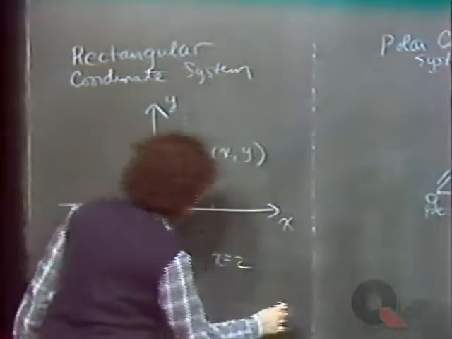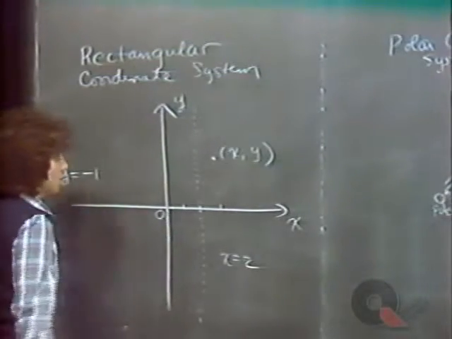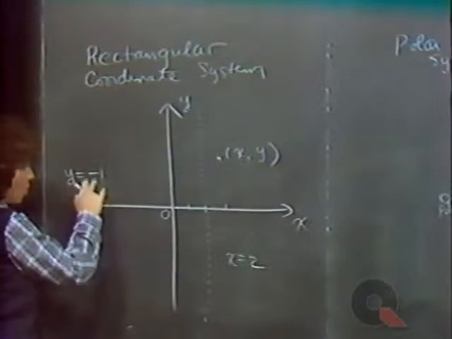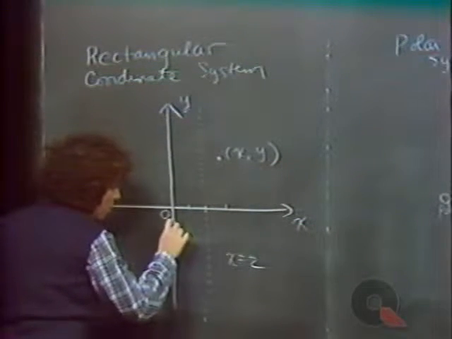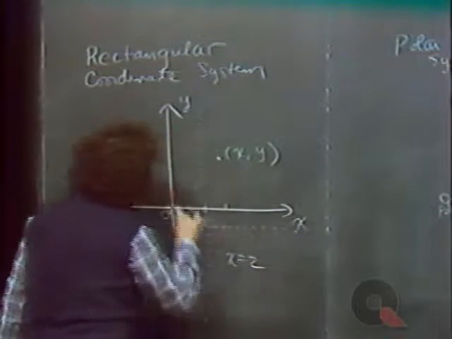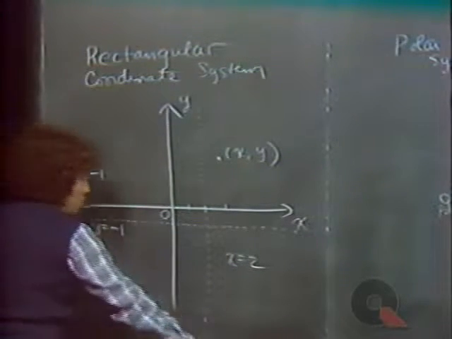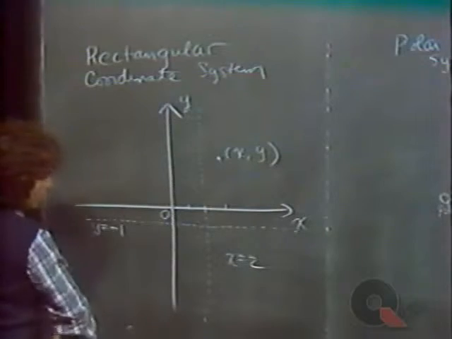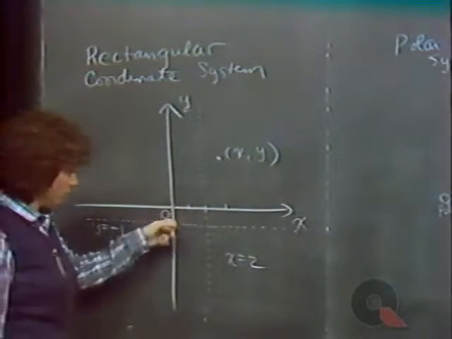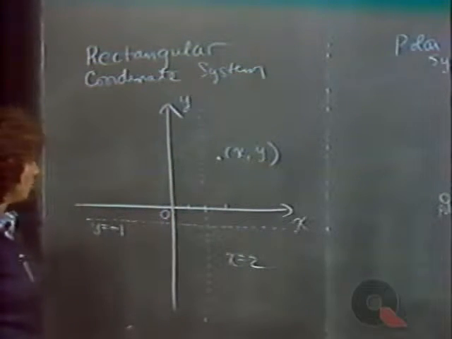We could also have had y equals, say, minus 1. Y equals a constant is the equation of a horizontal line. In this case, y equals minus 1. It goes through the point (0, -1). It's a horizontal line. It's parallel to the x-axis, and it's 1 unit beneath it. So this is x equals 2. This is y equals minus 1. Every point on this line has a y-coordinate equal to minus 1. For example, (0, -1), (1, -1), (2, -1), (-1, -1), and so on.